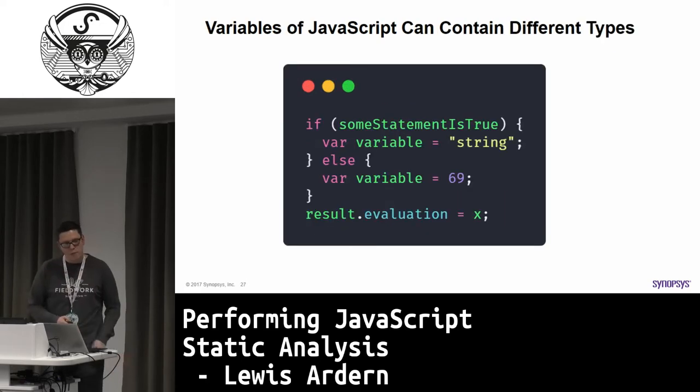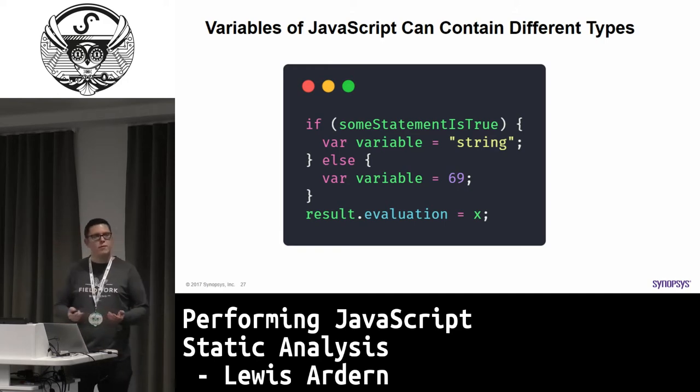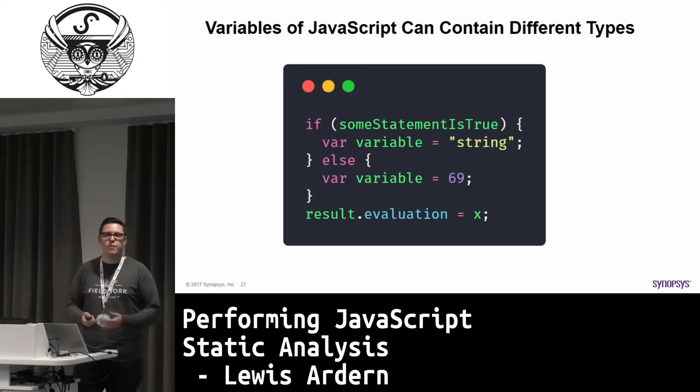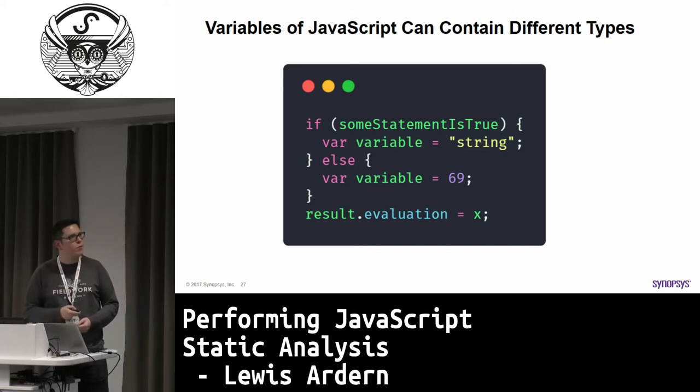Then variables in JavaScript can also contain different types. In most languages like Java, or more sensible languages, you normally define things like string or int and so on. But in JavaScript, a variable can be of type string or an integer, or numbers in this sense.